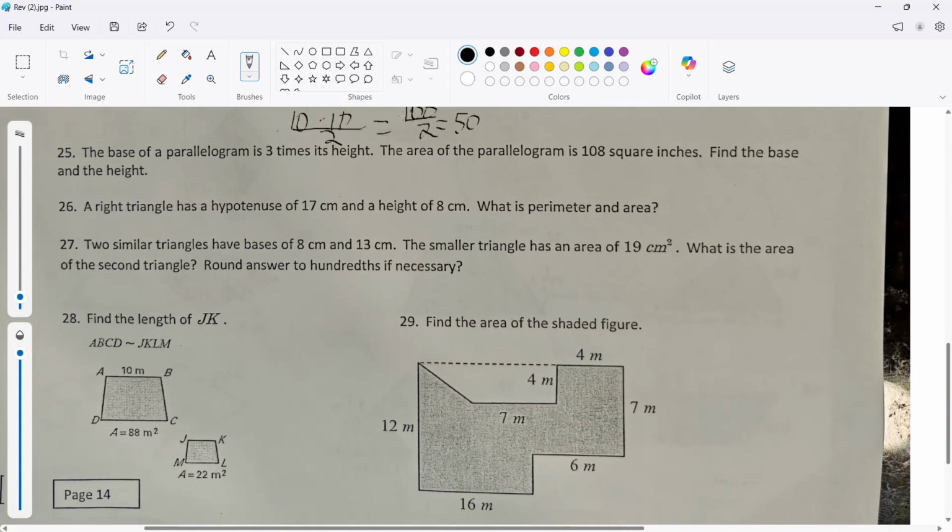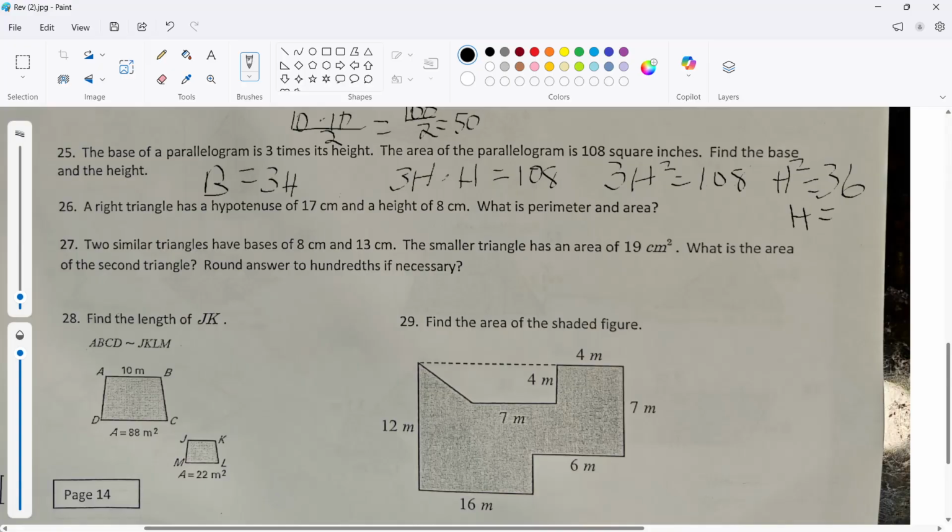The base of a parallelogram is 3 times its height. So I'm going to call the base equals 3 times the height. The area of the parallelogram is 108 square inches. So 3h, and remember the area of a parallelogram is base times height. So 3h times h equals 108. That is 3h squared equals 108. H squared equals 36. Take the square root of both sides, h is 6. The height is 6.